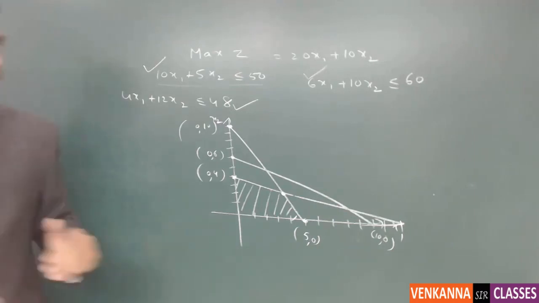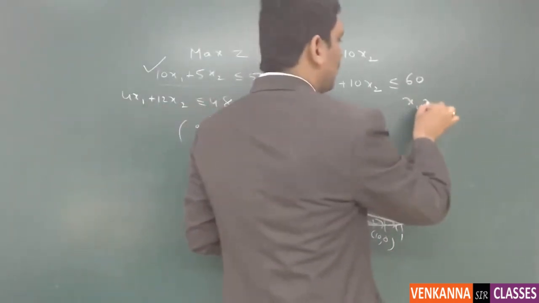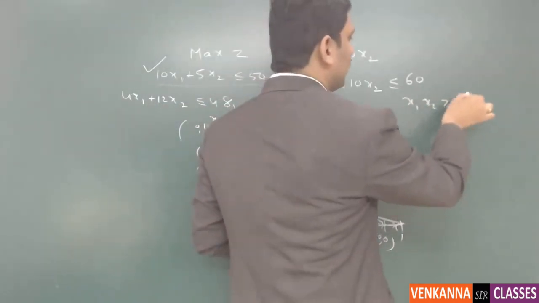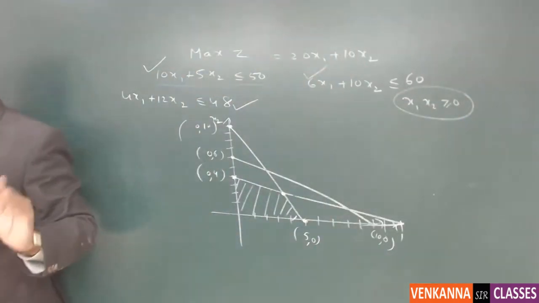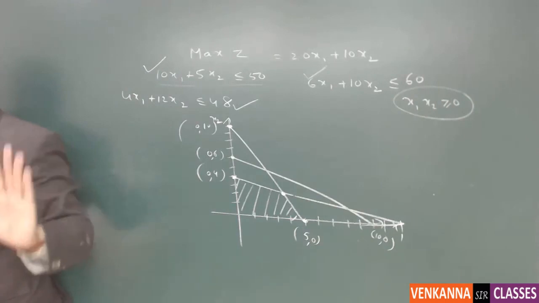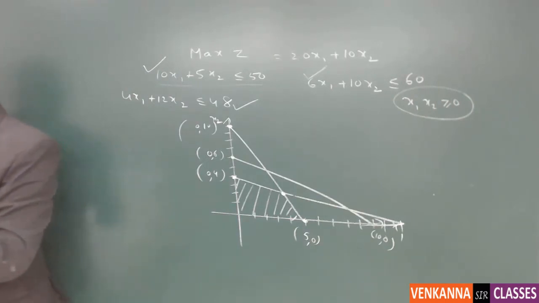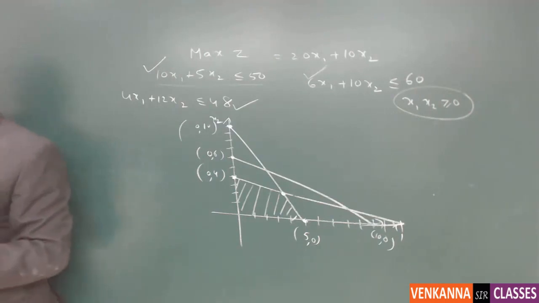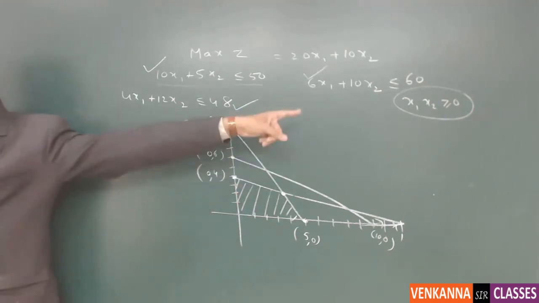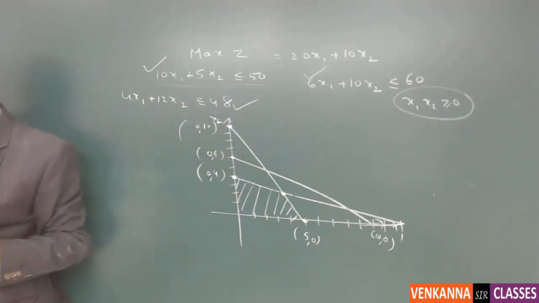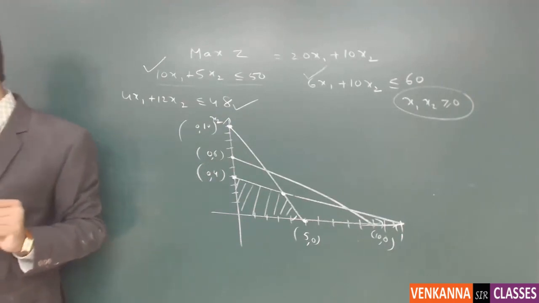For every LP problem, x1, x2 greater than or equal to 0 is taken by default. I stopped specifying this because it is obvious for every LP problem, the non-negative restriction. There is no need to specify that separately. Whatever problem we solve under the graphical method, it is obviously considered that x1, x2 are greater than or equal to 0.